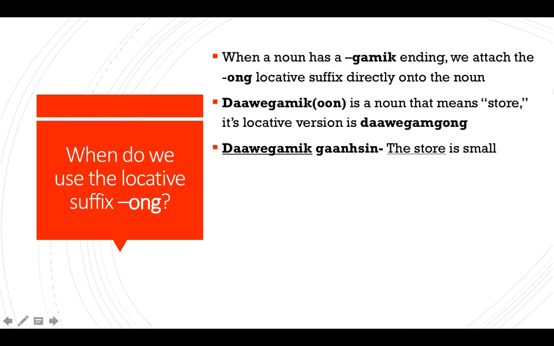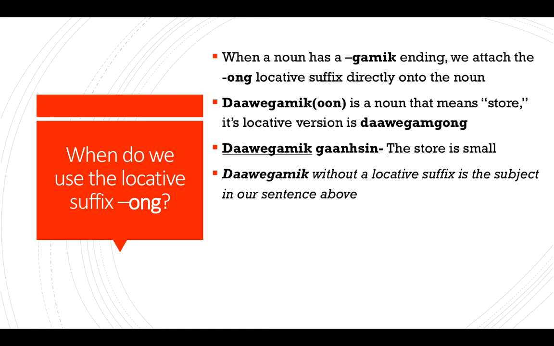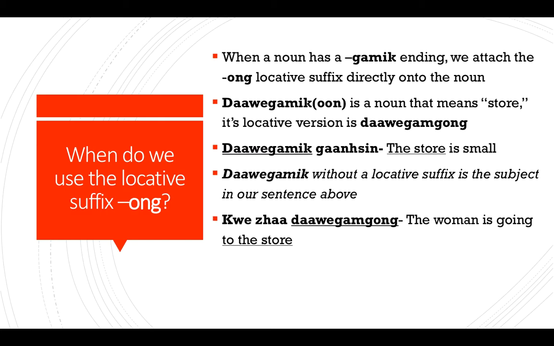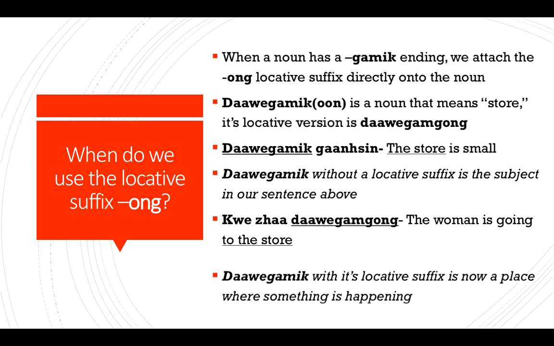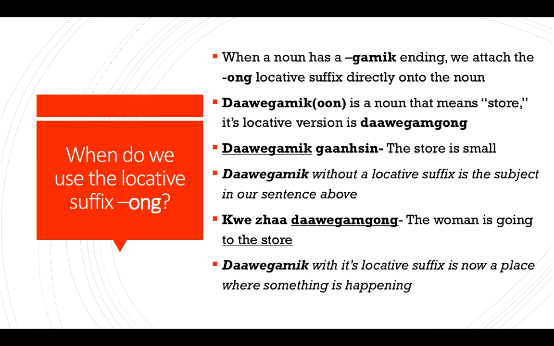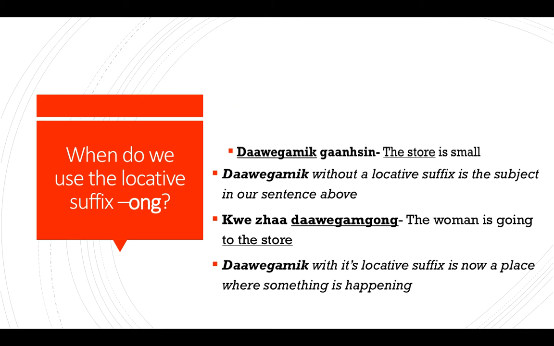So dawegamik means the store is small. Dawegamik without a locative suffix is the subject in our sentence above. Kweja dawegamgung means the woman is going to the store. Dawegamik with its locative suffix is now a place where something is happening. The girl is going to the store. Or the woman.